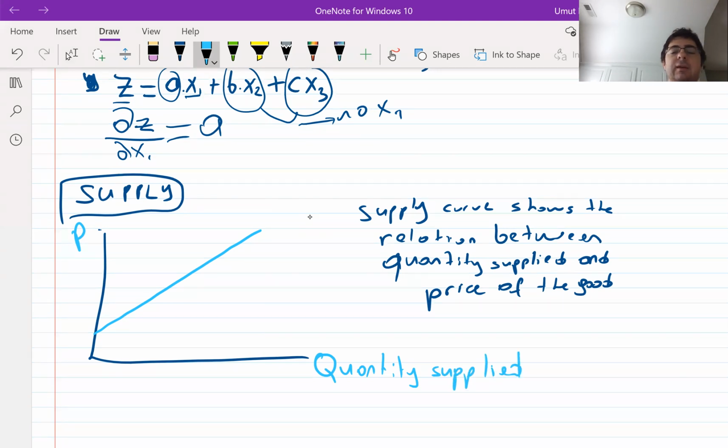Again, we fix all the other factors. What do I mean by all the other factors? You can just think about the cost of production or the price of another good or something like that. Then I'm just interested in the relation between the quantity supplied and the price of that good in the market.